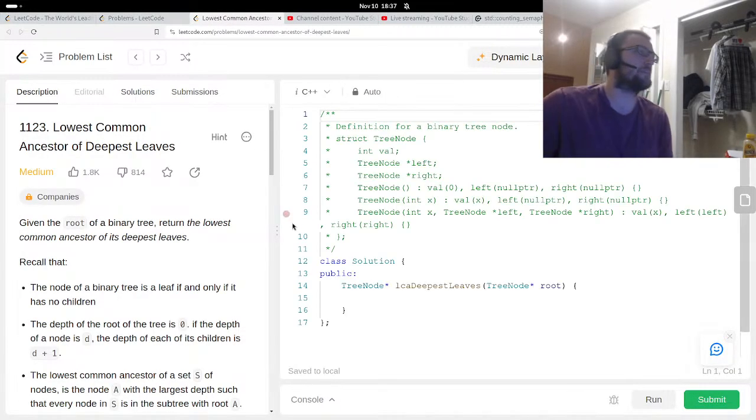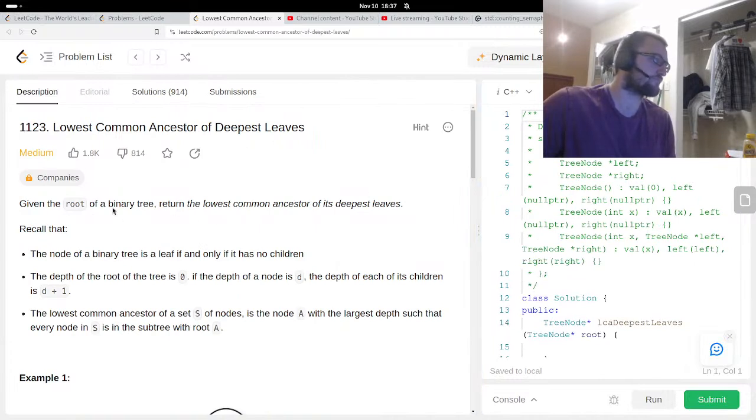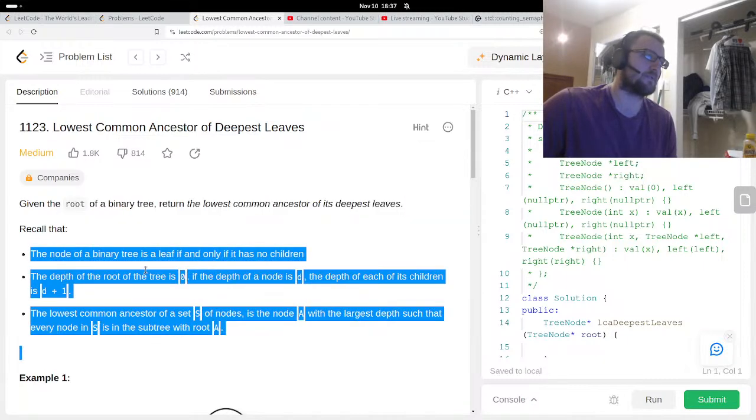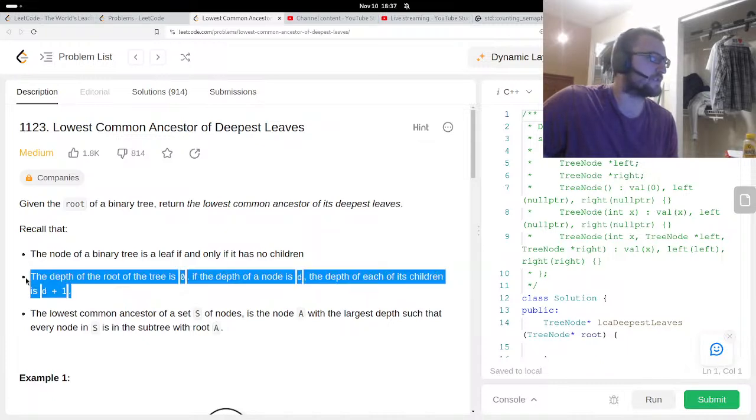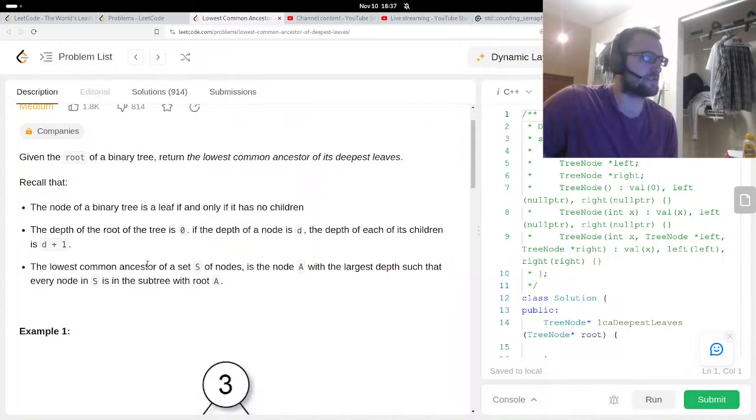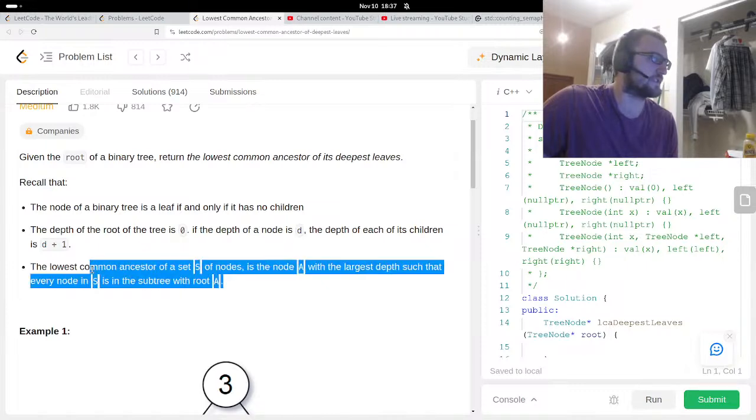So, lowest common ancestor of deepest leaves. Given the root of a binary tree, return the lowest common ancestor of its deepest leaves. I think I've done this question before. Recall that a node of a binary tree is a leaf if and only if it has no children. The depth of the root of the tree is 0. If the depth of a node is d, the depth of each of its children is d plus 1. The lowest common ancestor of a set S of nodes is the node A with the largest depth such that every node in S is in the subtree with root A.